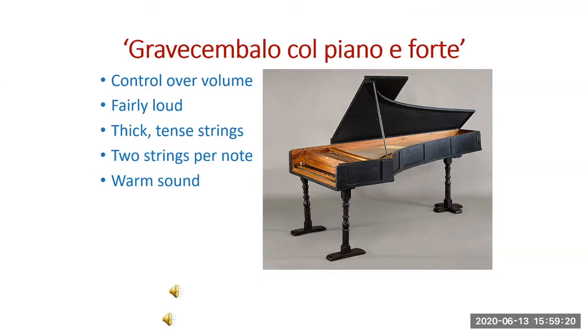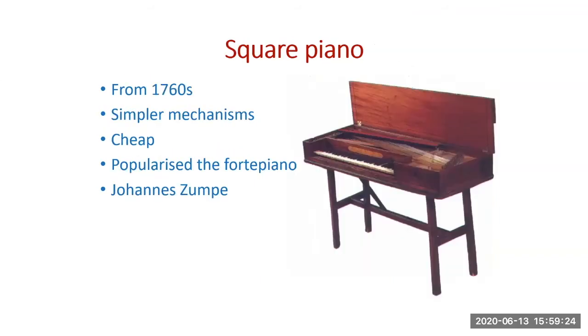But one innovation that did help the forte piano to break into the domestic market was the square piano. Dating back to the 1760s, these were simpler. Some of the early ones even lacked that escapement mechanism, and they were cheaper and so became very popular. A leading manufacturer was Johannes Zumpe, who worked in England. Their popular acceptance in the end not only made Zumpe's fortune, but most significantly helped the forte piano displace the harpsichord as the dominant keyboard instrument.